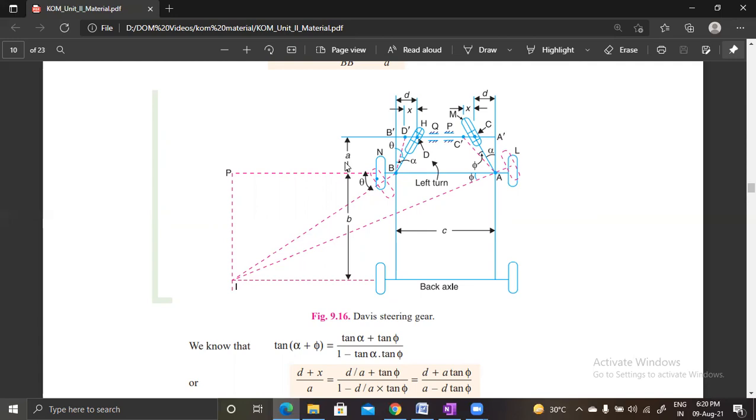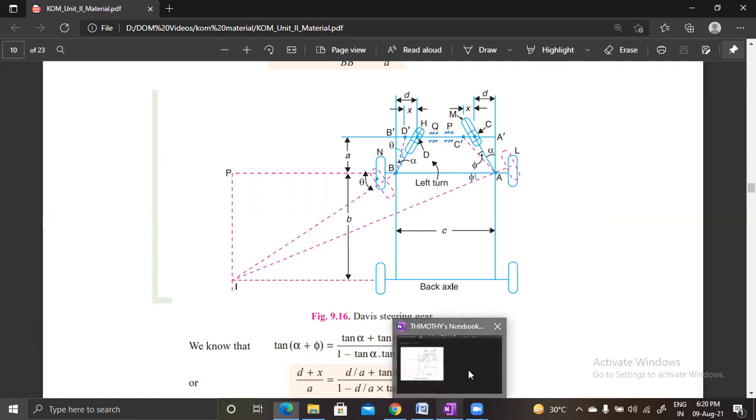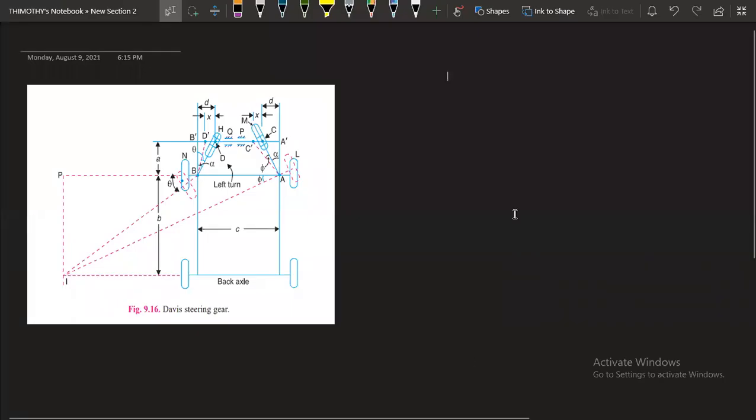Here, small a, this one. Small a is the vertical distance between B and B dash. It is better to write separately. This is the Davis steering mechanism. Now first let me explain the terminology used here. BB dash is equal to small a. Small a is equal to BB dash.